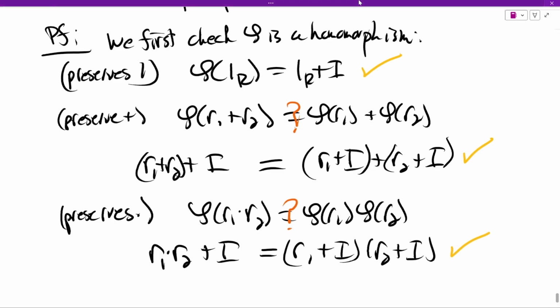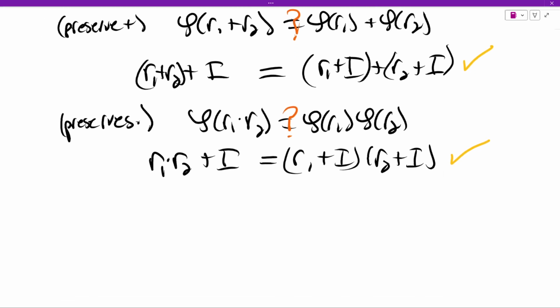We actually defined the operations on R mod I in kind of the only way possible, and we've also defined it in such a way that this function that we've constructed here becomes a homomorphism. So we sort of built into R mod I that this is a homomorphism. All right, so we conclude that phi is a homomorphism.